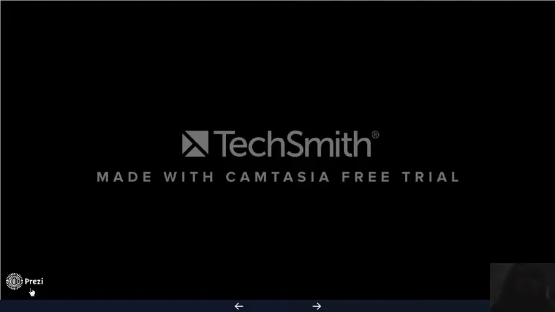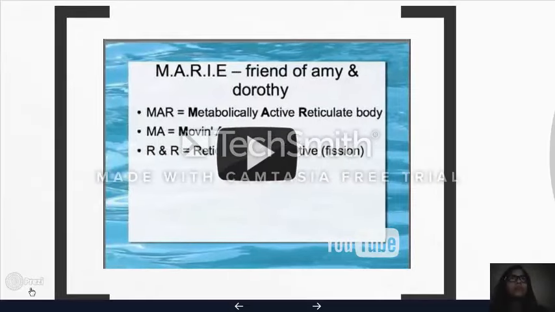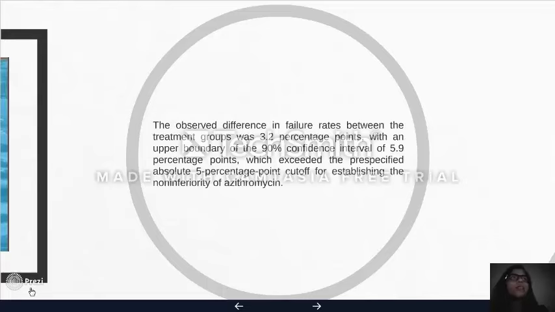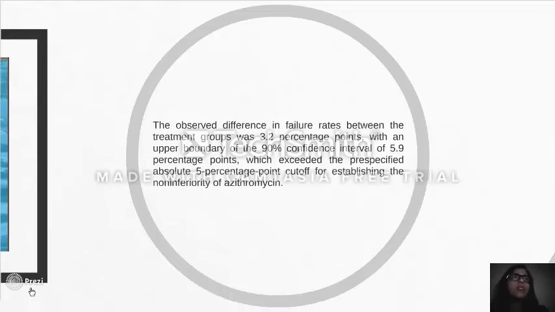The observed difference in failure rates between treatment groups was 3.2 percentage points, with an upper boundary of the 90% confidence interval of 5.9 percentage points, which exceeds the pre-specified absolute 5 percentage point cutoff for establishing the non-inferiority of azithromycin.